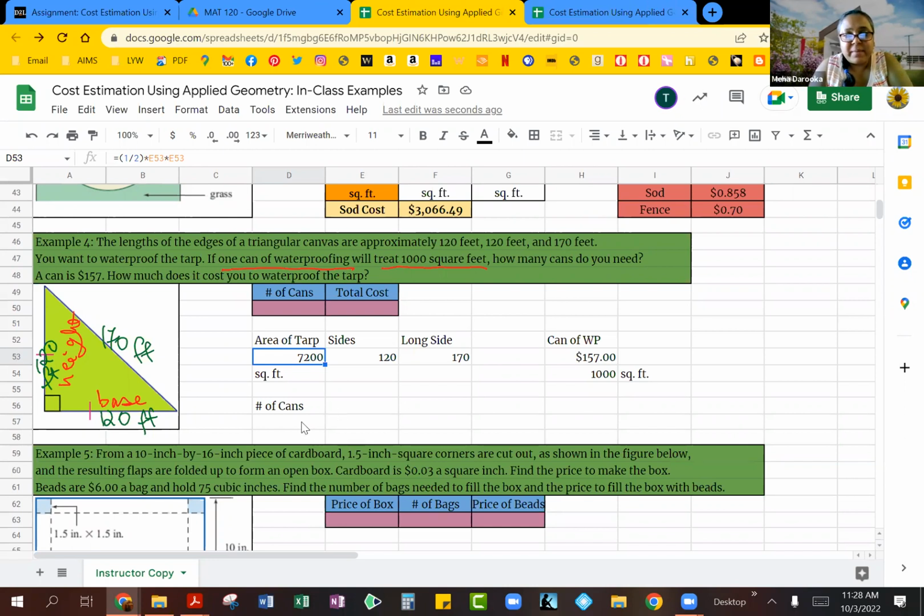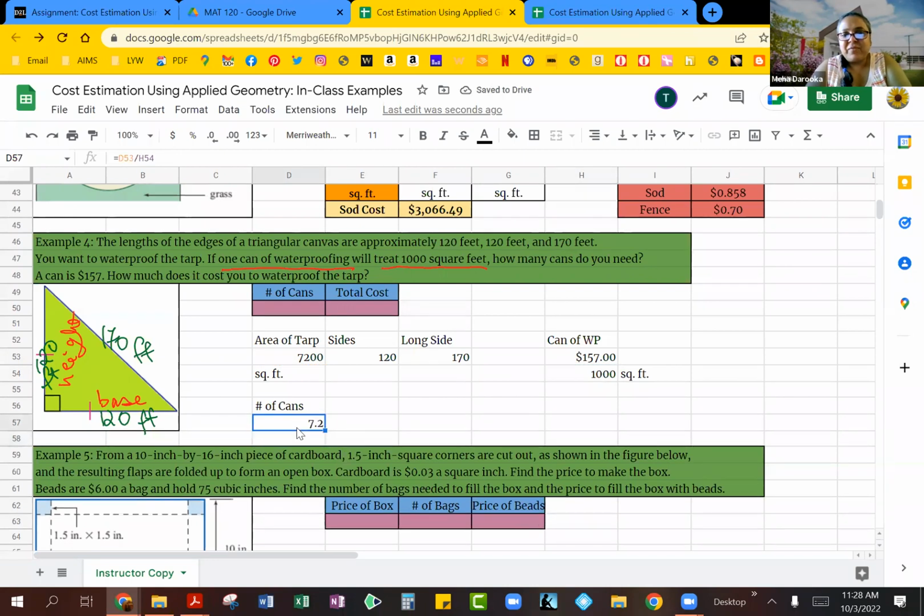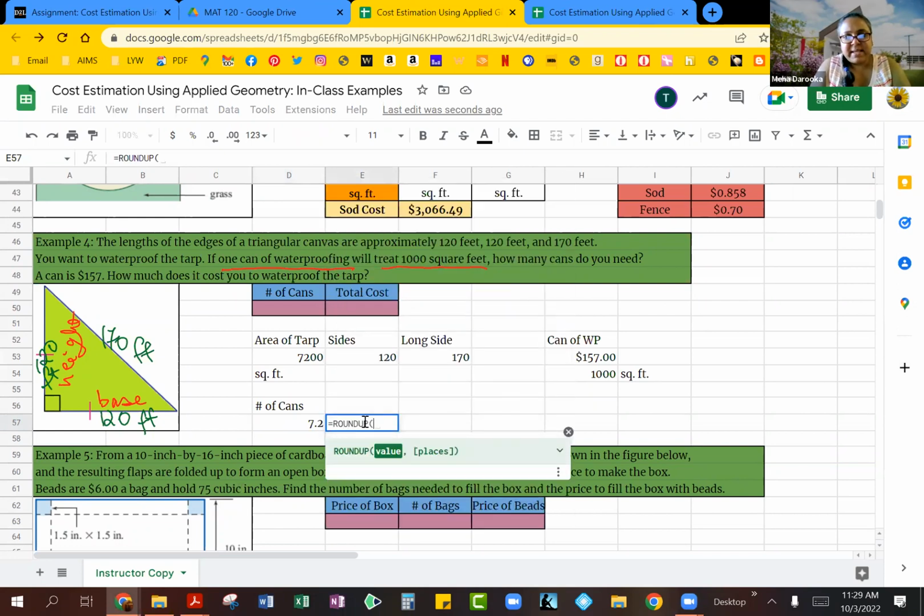So basically all you end up doing is you take your total area for the tarp and you divide it by the 1,000 square feet, because they're telling us 1 can will cover 1,000 square feet of surface. And you will see that, of course, comes out to be, because, if you have 7,000 as the area, let's say the 200 was not there. If you had 7,000, 1 can covers 1,000, then of course you would need 7. But then because we have that extra 200 feet, obviously we will still need to cover that part. And that's where the 8th can will basically come from. So you will then end up rounding up this answer.